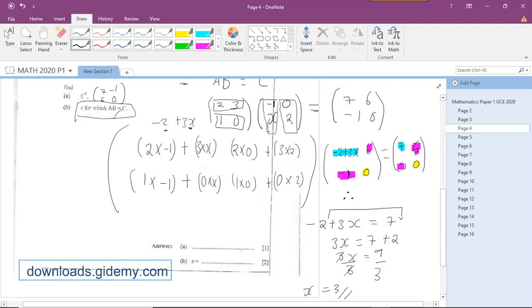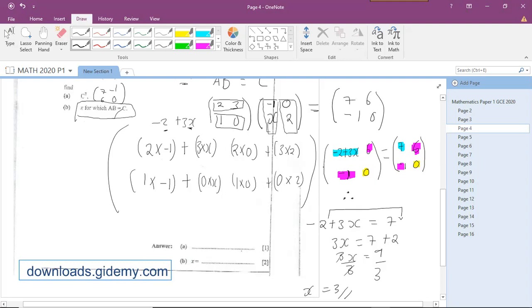0 multiplied by x, any number multiplied by 0 is 0. 1 multiplied by -1, it's -1. -1 plus 0, it's -1. 2 multiplied by 0, it's 0. Plus 3 multiplied by 2, it's 6. 6 plus 0, it's 6, which we have there. 1 multiplied by 0, it's 0. 0 multiplied by 2, it's 0. 0 plus 0 is 0, which we have here.